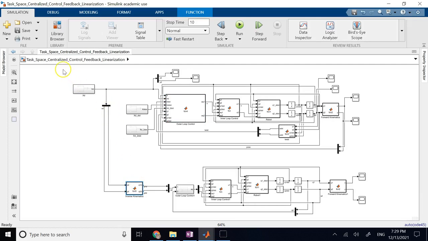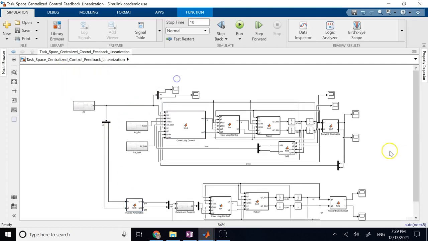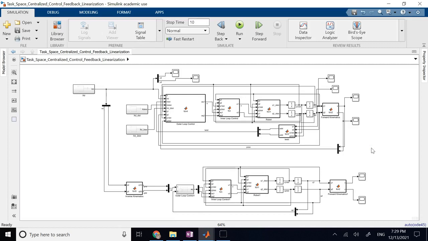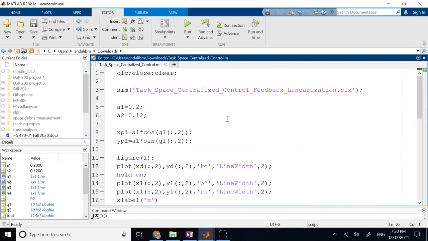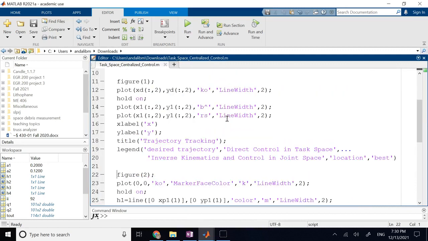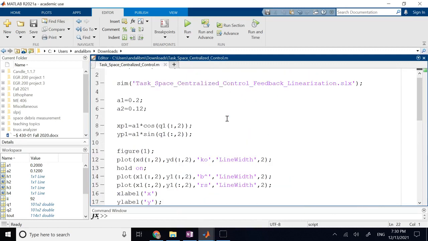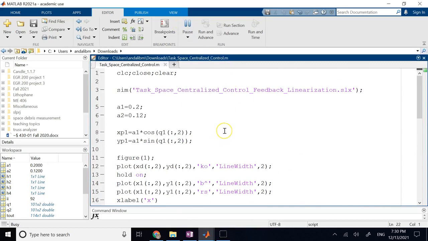So in this case, there is a solution for both of them. Here I have simulated both of them in this Simulink file, and I plot both of them versus the desired value, and I'll also show you an animation of the system. So this is my script that runs the Simulink and does the plot and animation. So let's go ahead and run it.